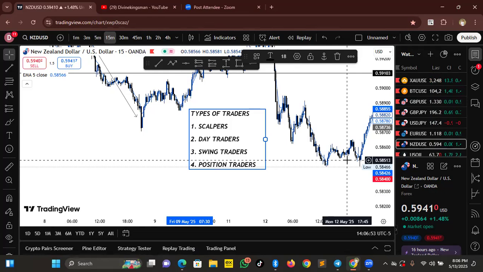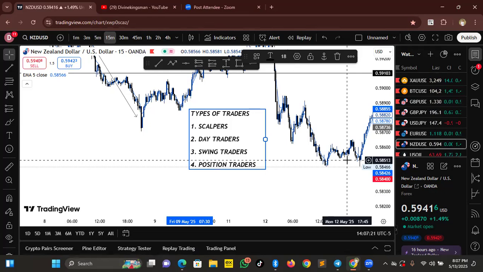Whereas scalpers can hold their trade for 1 hour, 2 hours, 30 minutes, 15 minutes, even 24 hours, even one day. They can hold that, but mostly their trades are just within 24 hours. So that's scalpers. Day traders are traders who hold their trade longer, more than a day. They hold their trade for 2 days, 3 days, 4 days, even five as well.